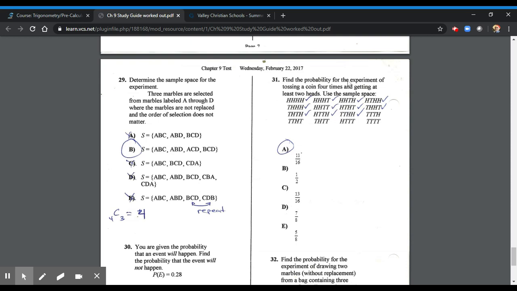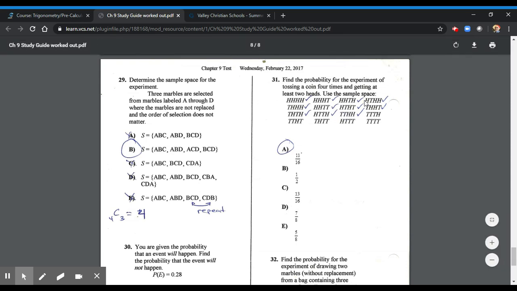All right, find the probability for the experiment of tossing a coin 4 times and getting at least 2 heads. Here's your sample space. Well, we know that it's going to be out of 16. Well, how many are at least 2 heads? 1, 2, 3, 4, 5, 6, 7, 8, 9, 10, 11 of them have at least 2 heads. So the answer is 11 out of 16. A.